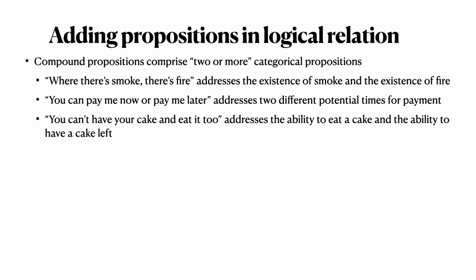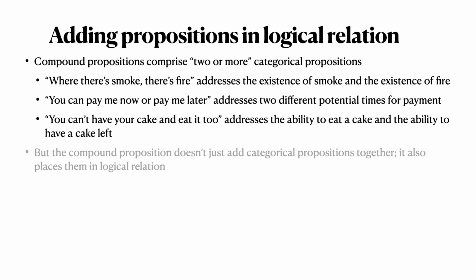So in all these cases, we're not simply squishing together two categorical propositions and putting an and between them or something like that. But we are predicating two different things, right? The assertion that is being made here, in terms of its substance, covers two different possibilities or two different events or two different pieces of information. That's the sense in which we are adding together categorical propositions to make them compound. But that's not all we're doing.